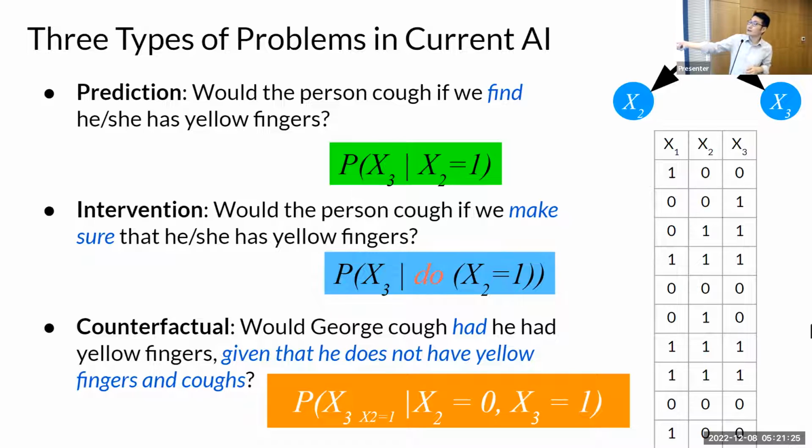And here, in other words, you want to see the interventional effect of X2, yellow fingers, on X3, cough. So this is the causal effect. You just want to see whether the intervention on one variable will make a difference in another variable, and you want to quantify it with this probability. This probability looks like a regular conditional probability, but this is actually the causal effect of X2 on X3.